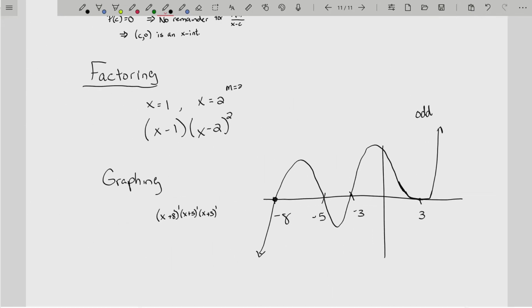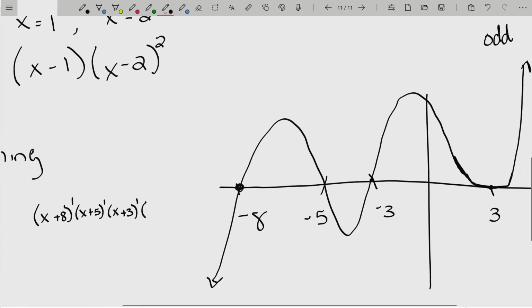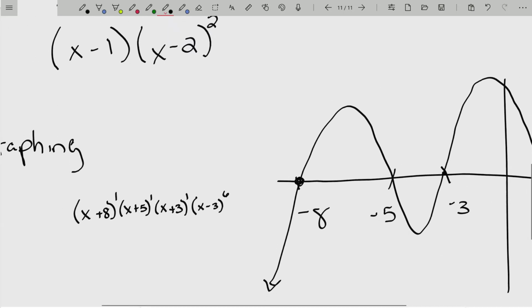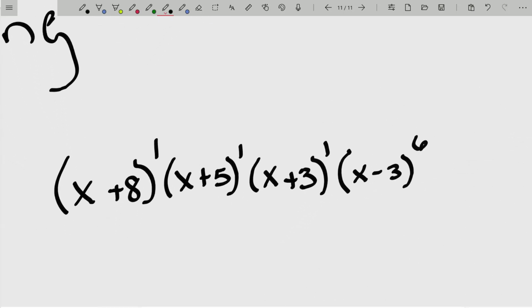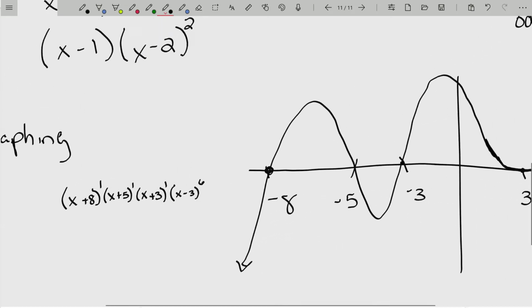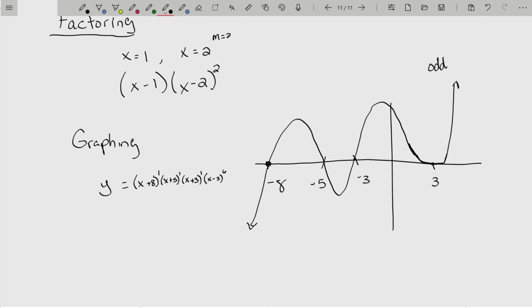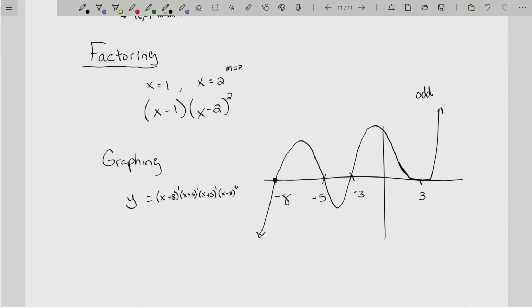So I'm going to go ahead and say that 3 is a 0. So x minus 3 is a factor. And it's of multiplicity, maybe 6, let's just say. Now, if you count up the powers, 6 plus 1 plus 1 plus 1 is 9. That's an odd degree. And notice we said the degree of this polynomial should be odd. So I'm going to say that that's my polynomial. It works out. So again, everything kind of ties back to zeros, factors, and multiplicities.